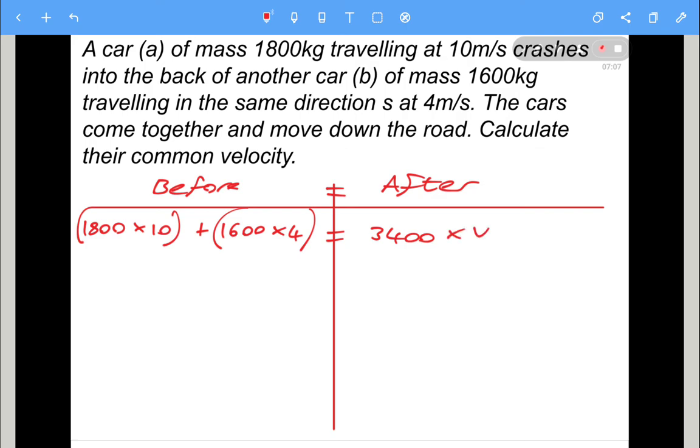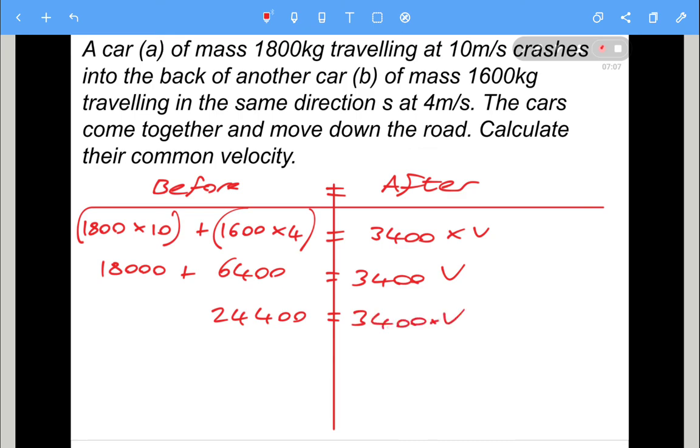Then it's just some maths, just like last time. So we've got 1,800 times 10, which is 18,000, plus 1,600 times 4, which is 6,400, equals 3,400 lots of v. So let's add these together. So we've got 18,000 plus 6,400, which gives us a total of 24,400 equals 3,400 v.